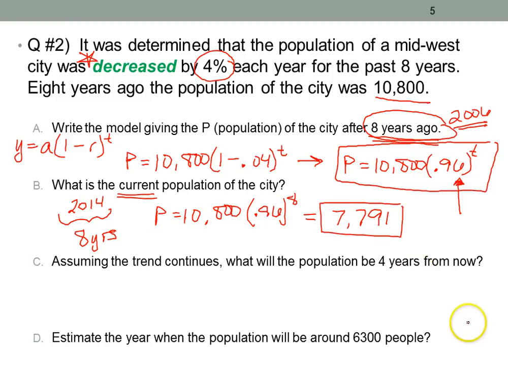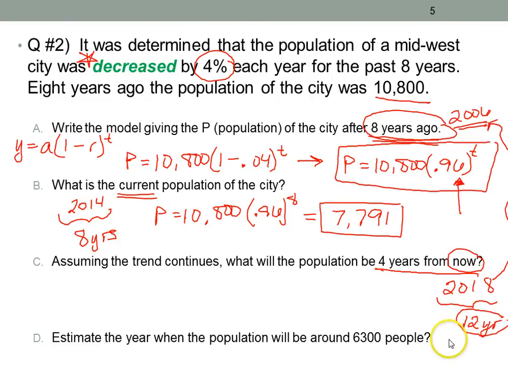Next question. Assuming the trend continues, what will the population be 4 years from now? Again, now is 2014. So 4 years from now, add 4 years, 2018. Now, take that back to when this equation started. This equation started in 2006. So 2018 from 2006 gives us a total of 12 years. So the time that has passed 4 years from now would be 12 years.